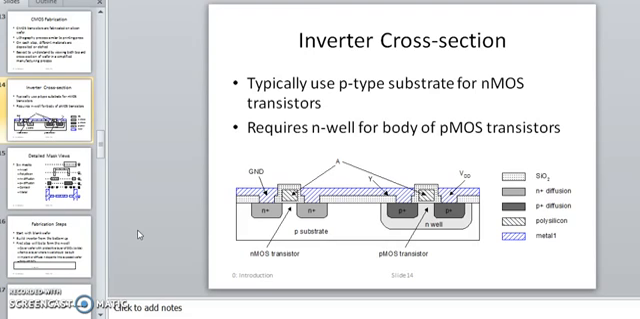First, this is the inverter cross section of the NMOS. Here we generally use a P-type substrate for the NMOS and an N-type substrate for the PMOS transistor, and the required wells: an N well for the body of the PMOS transistor and a P well for the body of the NMOS transistor.